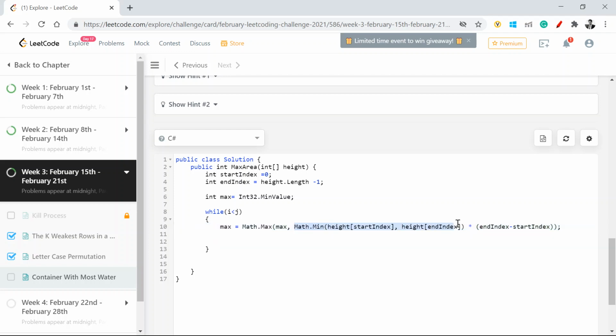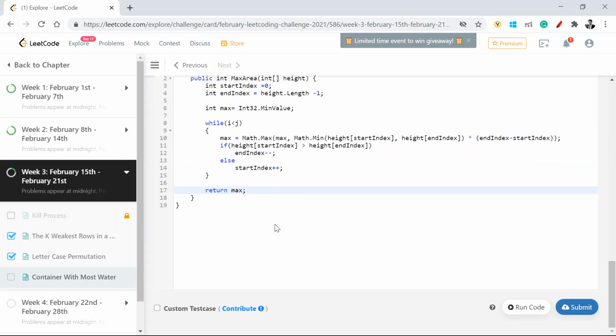So I took the minimum height of both of the indexes and then multiplied it by the difference, in the sense of width, right? And whichever will be the maximum value will be stored here. Then I'll again check which height is greater. If height of start is greater than height of end index, I'll maintain that index, right? endIndex minus minus, else startIndex plus plus. This is it. I think this should do the trick. Return max.